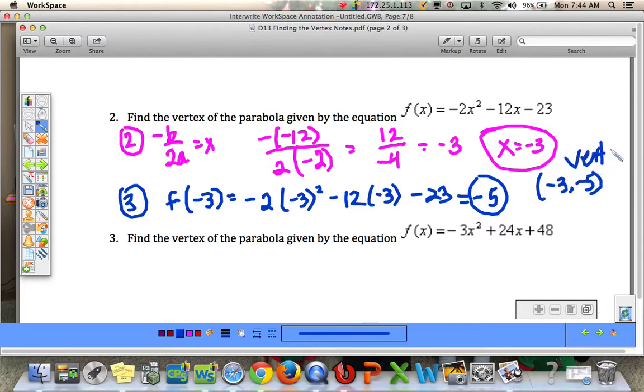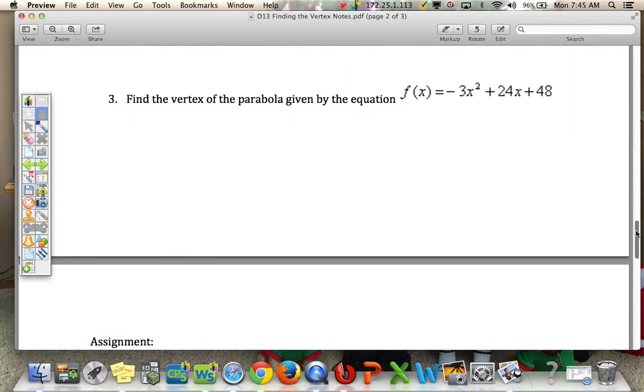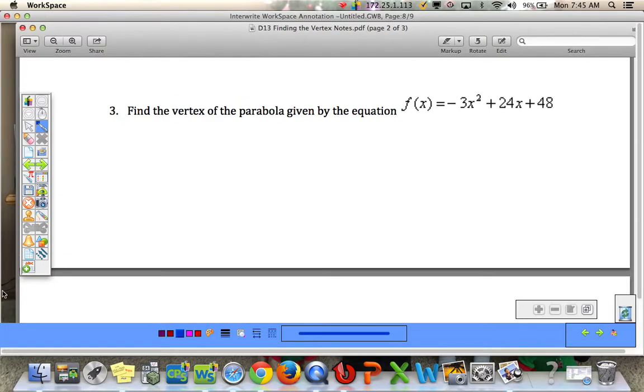Here's our vertex. If I asked you to sketch the function, notice there's a negative 2 here, which means it's an upside down U. So this would be the highest point at negative 3, negative 5. It would look something like this. Let's try one more, and then you'll have several of these to practice for your assignment, just to find the vertex using part of the quadratic formula.